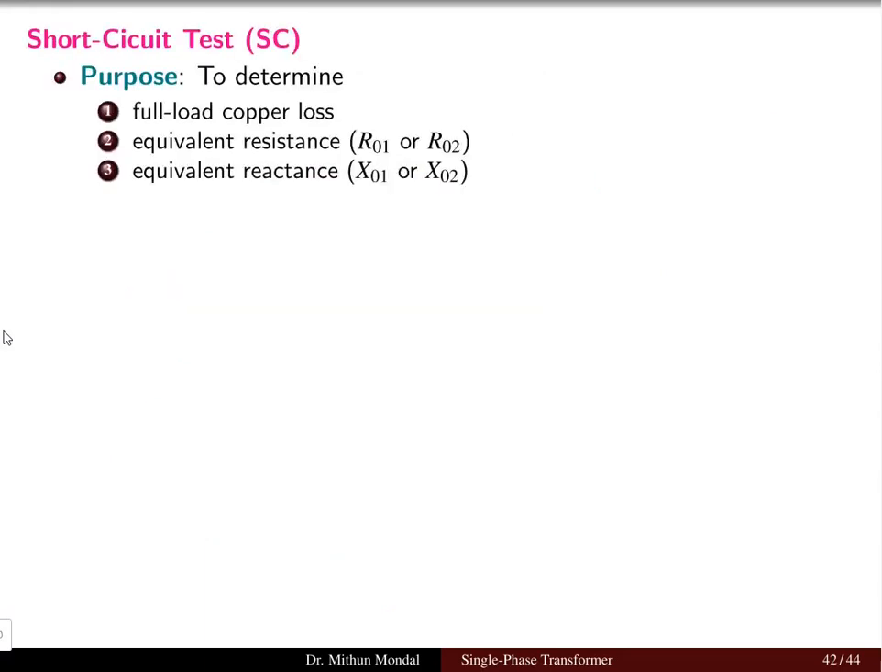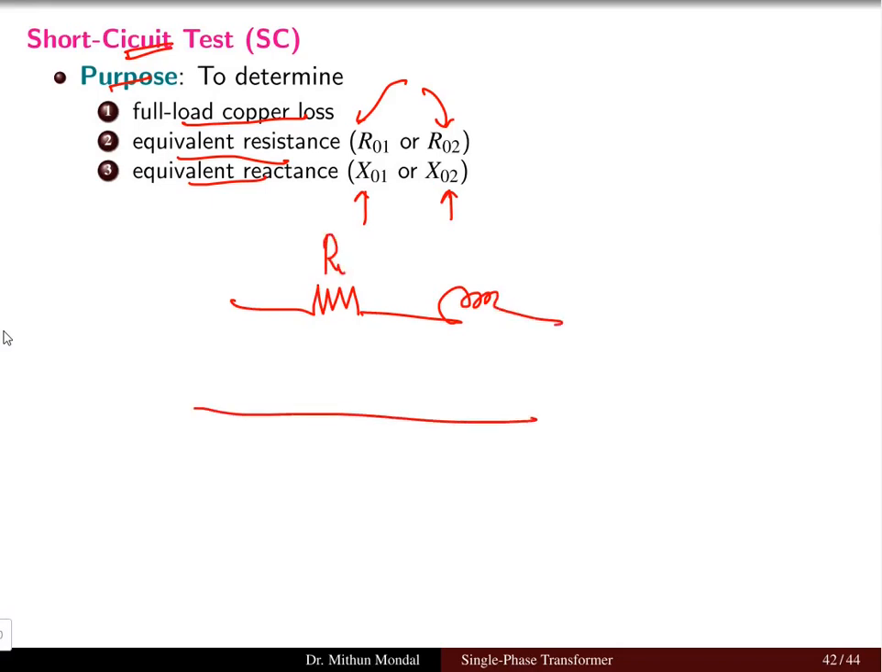Now we'll do the short circuit test. The purpose of the short circuit test is to determine the full load copper loss first, and the equivalent resistance and equivalent reactance, whether from the primary network or the secondary network. So it will represent the series parameters. If we draw the equivalent circuit, we will have one resistance and one reactance, R01 and X01, the total resistance and total reactance. These represent the full load copper losses.